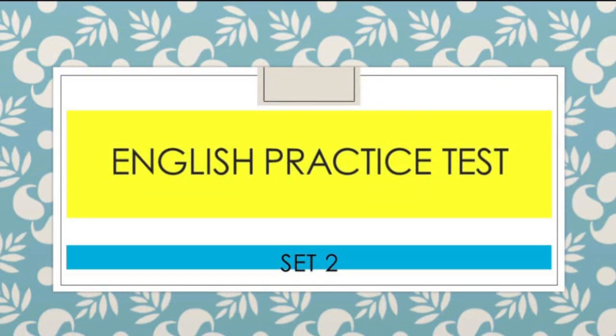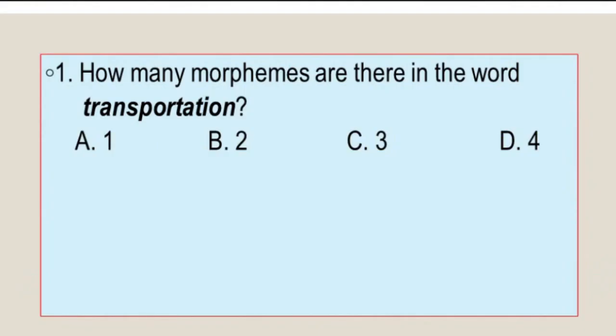Now, let's proceed to step 2 of the questions. Question number 1. How many morphemes are there in the word transportation? To answer this question, we must understand what a morpheme is. Do you still remember? A morpheme is the smallest meaningful unit of a language. Because it is the smallest, it cannot be further divided.